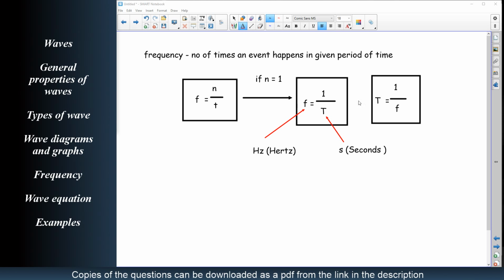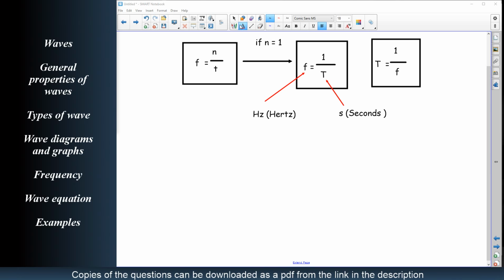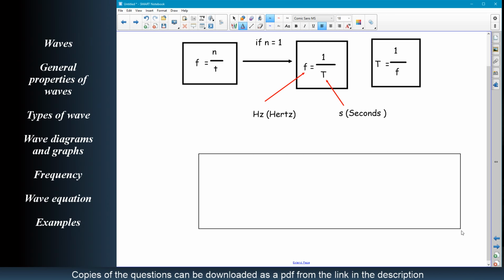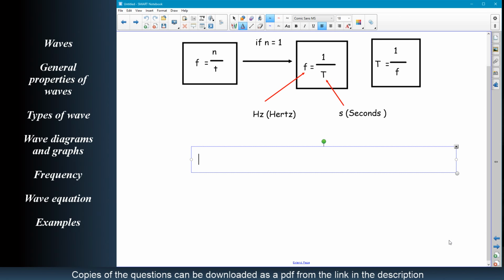Okay, so frequency is n over t. Now, the next equation that we need to know is the wave equation. If I had more than about 7 minutes to explain this to you, I would explain that the wave equation is nothing more than a rearrangement of speed equals distance over time. And we might even try that.